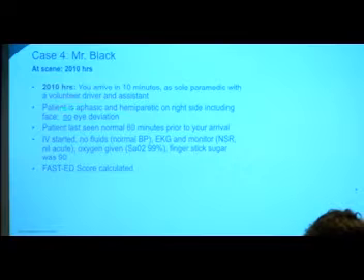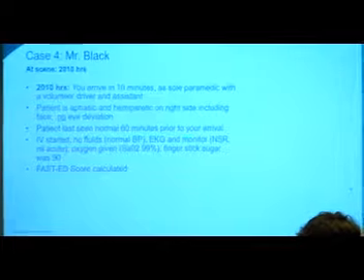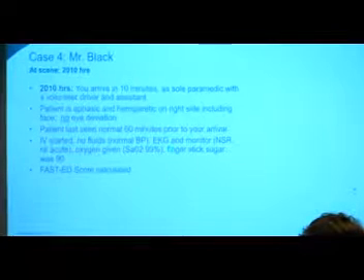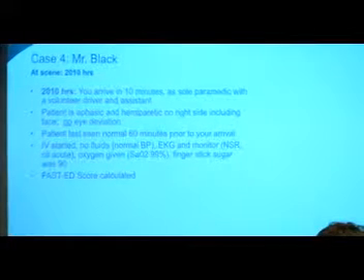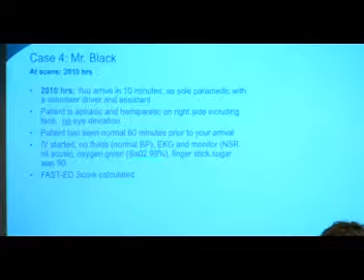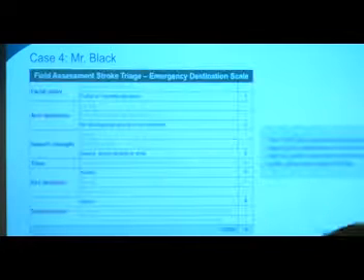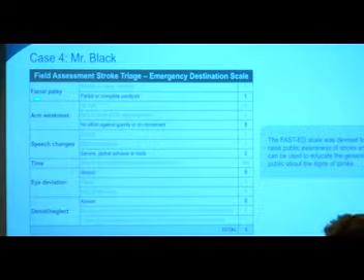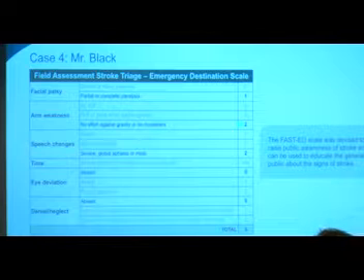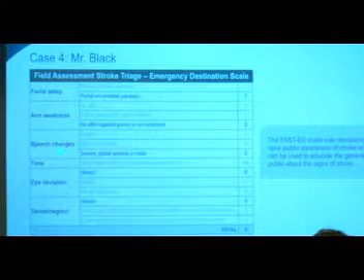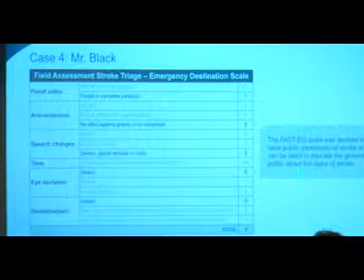Patient is aphasic, hemiparetic, but no eye deviation. Last seen normal 60 minutes prior to your arrival. So IV started, no fluids, BP is normal. If in doubt, I always say give fluids. Everything else is okay. FAST-ED score, just in the interest of time, we're going to skip to the actual things. So patient had some facial palsy, 1. Arm was definitely weak, could not move that arm, 2. Speech, was not able to speak. There's no eye deviation, no neglect, still FAST-ED score 5, right?